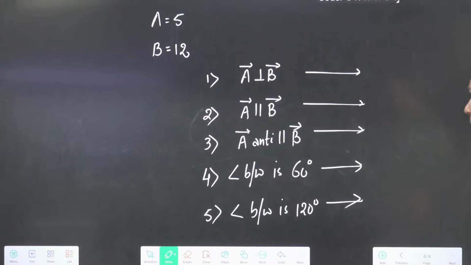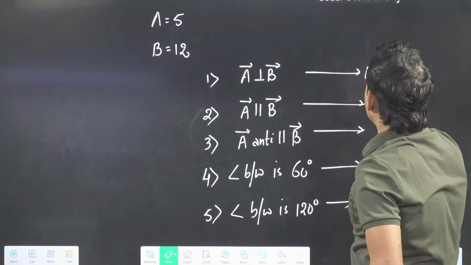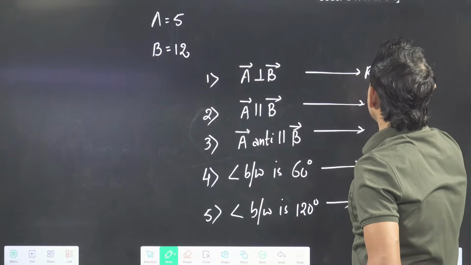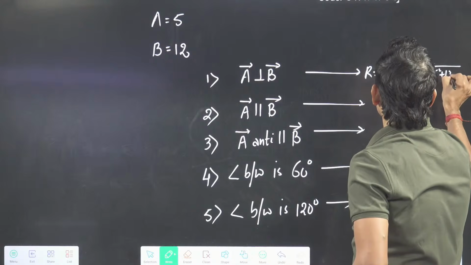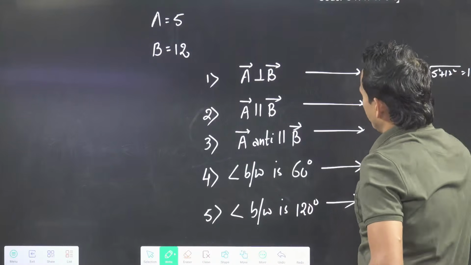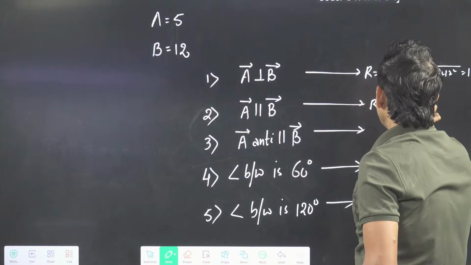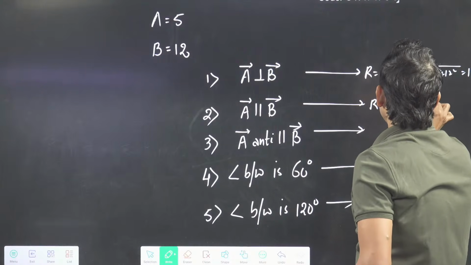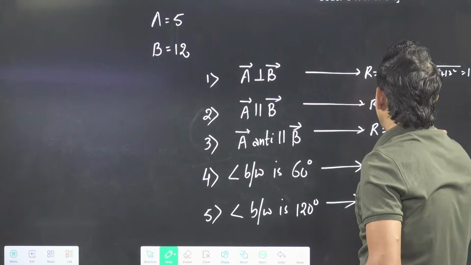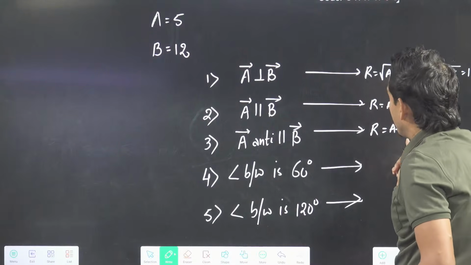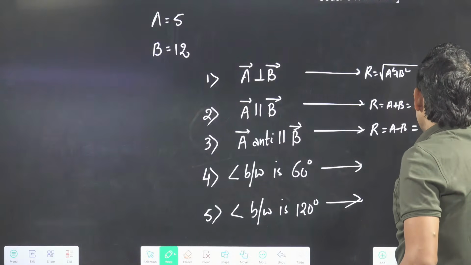So first, second, third, I think everyone will get. Both are perpendicular, means resultant will come, sir, under root of a square plus b square. That will come under root of 5 square plus 12 square, that will come 13. We already know parallel means resultant will come maximum, a plus b, that will be 5 plus 12, 17. Anti-parallel means resultant will come minimum, a minus b. A minus b means always large minus small, not small minus large. So 12 minus 5, that will give us 7.